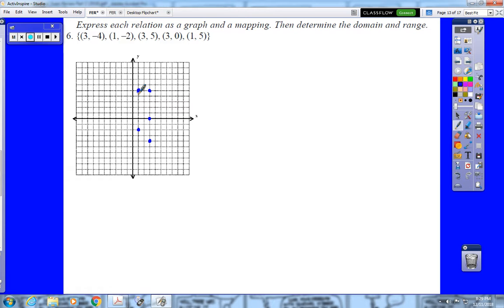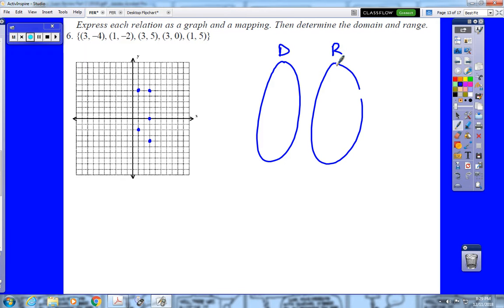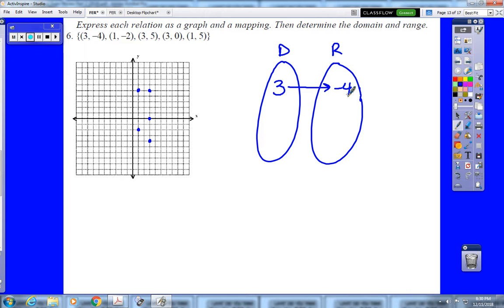Okay. Then a mapping. A mapping is where we have a domain bubble and a range bubble. Should make writing the domain and range pretty darn easy here. And each ordered pair will provide us with an input and an output value to put into that mapping. So we have 3 points to negative 4. 1 points to negative 2. 3 points to 5. Notice I am not writing another 3. We don't repeat. 3 points to 0, so I need a 0. And 1 points to 5.